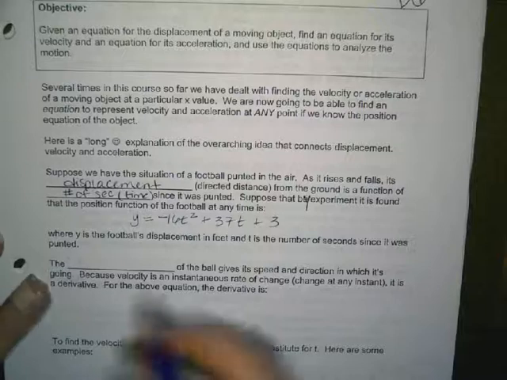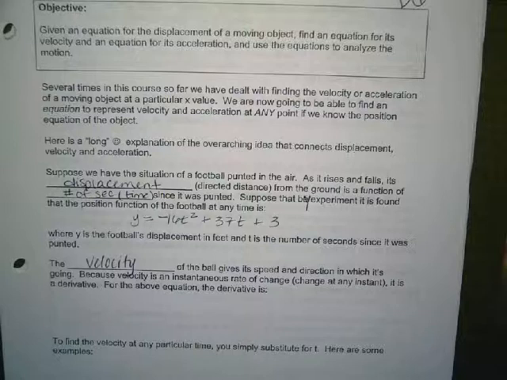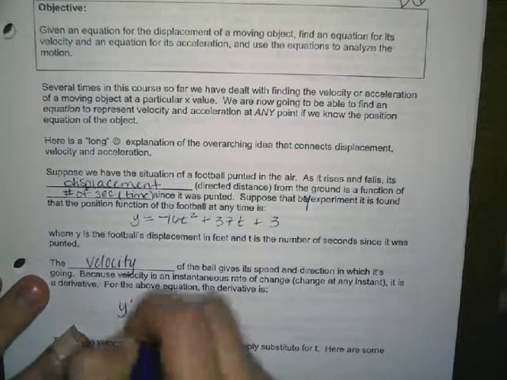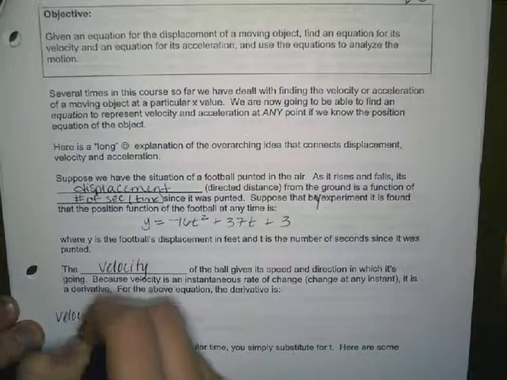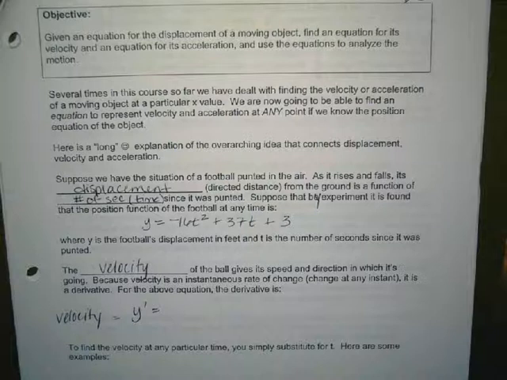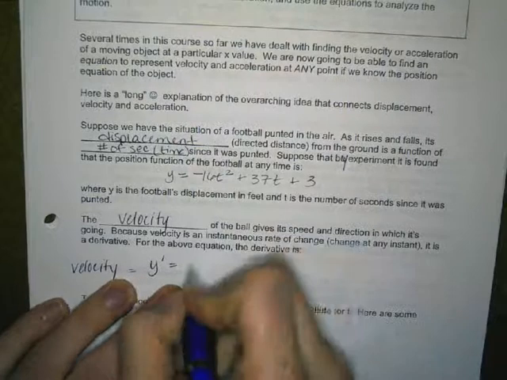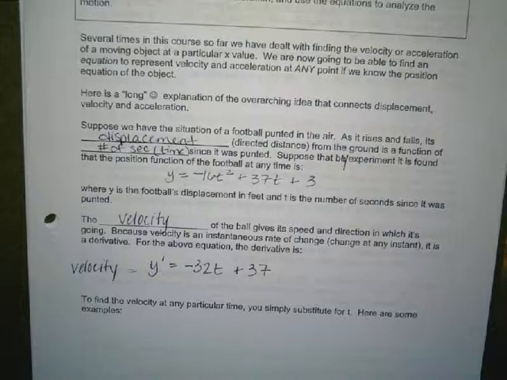The velocity of the ball gives its speed and direction in which it's going. Because velocity is an instantaneous rate of change, which is change at any instant, it is a derivative. For the above equation, the derivative, y prime, we can label velocity, because velocity is a rate of change. We can use the power rule here because it's a polynomial. So we'd have negative 32t plus 37.